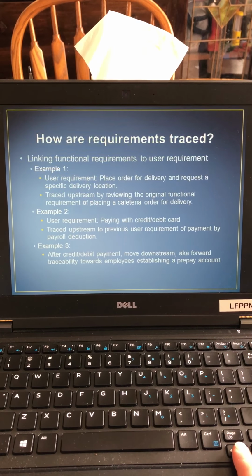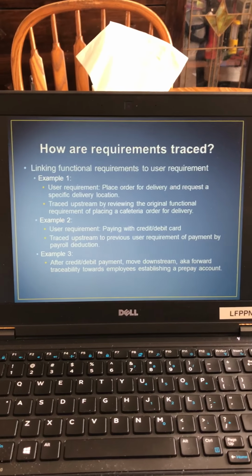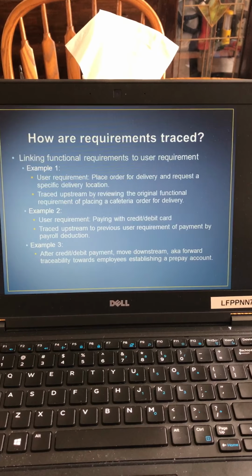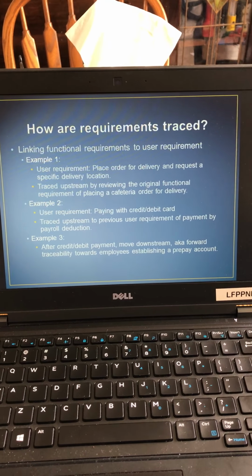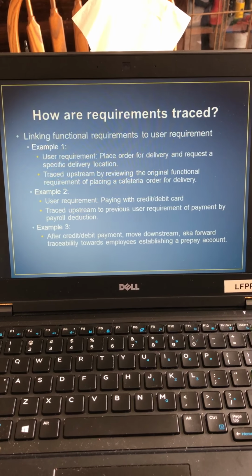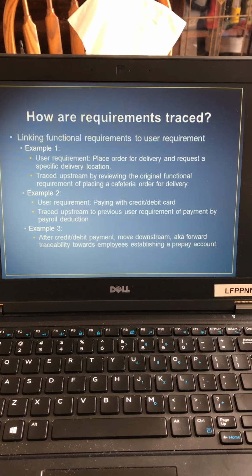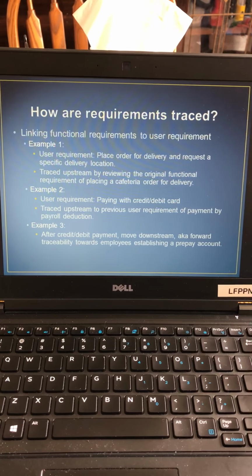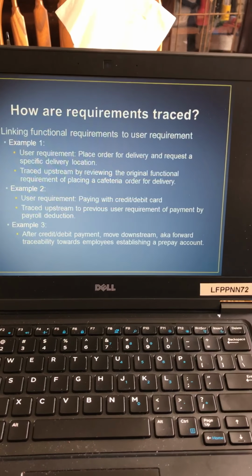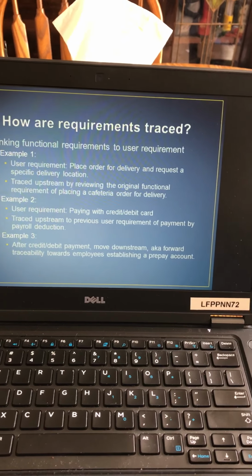How are requirements traced? Linking functional requirements to the user requirement is how that is done. An example would be, for the user requirement, if an order is placed for delivery and they want to request a specific delivery location, this can be traced upstream by reviewing the original functional requirement of placing a cafeteria order for delivery. Another example would be if the employee wants to pay with a credit or debit card. This can be traced upstream to a previous user requirement of payment and payroll deduction. So if there's any issues, they can look back to see what happened along those problems.